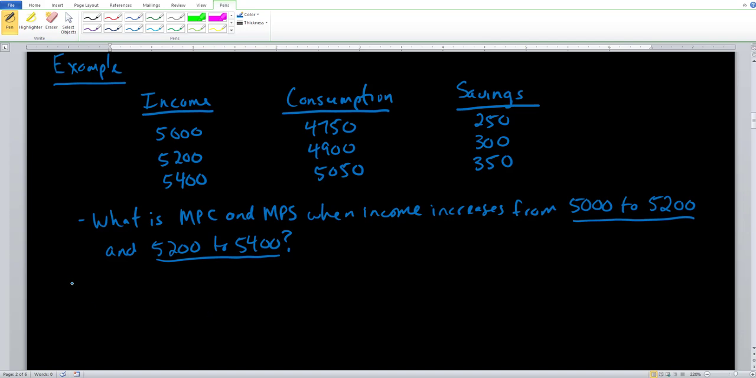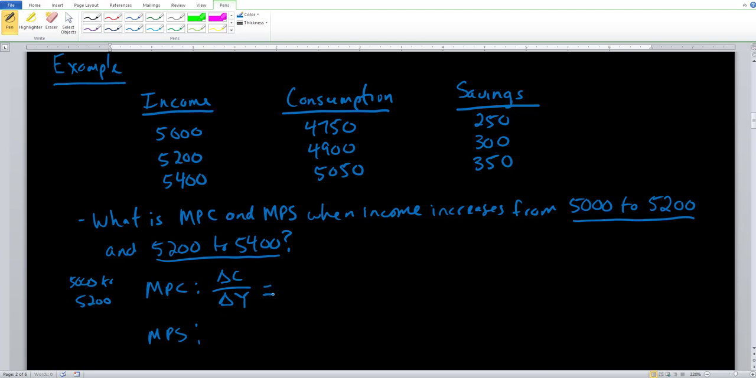So first of all, let's go ahead and take a look at 5,000 to 5,200. Here, we're increasing your income from the first row to the second row, from 5,000 to 5,200, and we want to find MPC and MPS. So marginal propensity to consume, remember, the equation is change in C divided by change in Y. Once again, the Greek symbol for delta, you might have seen it on a few of the sororities or fraternities on campus. Here, just a Greek symbol. Change in C divided by change in Y.